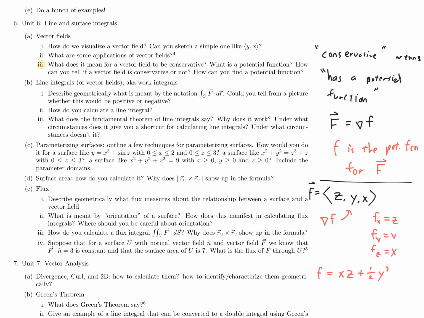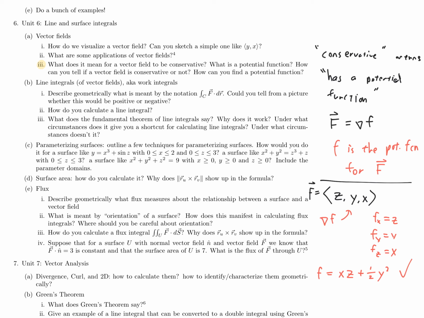Let's check again. The derivative of f with respect to x is z, that works. The derivative of f with respect to y is 0 plus y, so y. And the derivative of f with respect to z is x, which also works. So it looks like my guess was correct. I think of this guess and check method as being pretty effective for answering questions like this, rather than trying to do something that's maybe more precise, but a lot of work to keep track of.